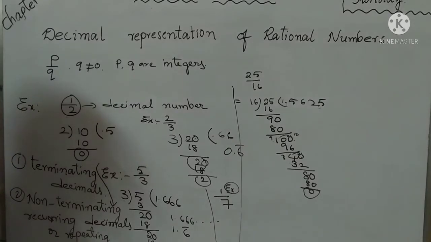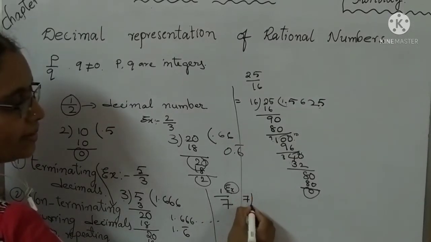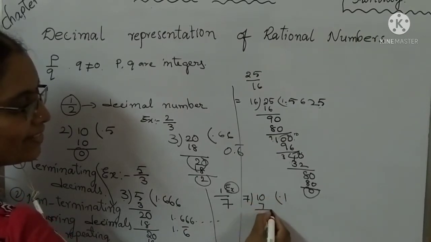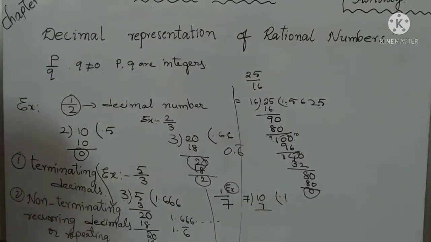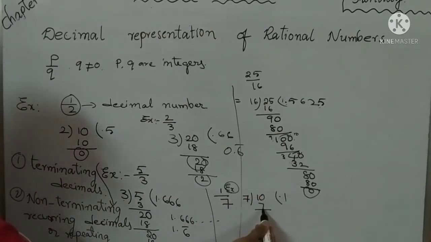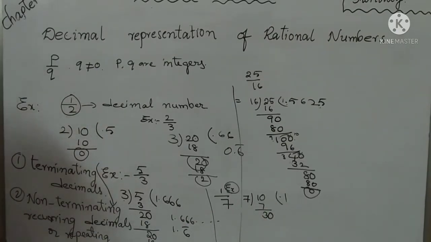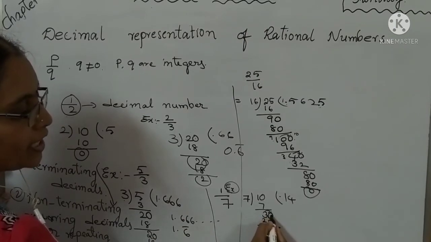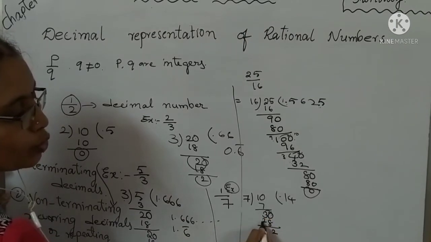Example 1 by 7. So, here 7 and 1. 0.0. One time is possible. 7 ones are 7. 7 twos are 14. It is not possible. One time. 10 by 7 means 10 minus 7 is 3. Already keep the point and take the 0. How many times is it possible? 4 times. 7 ones are 7, 7 twos are 14, 7 threes are 21, 7 fours are 28, 7 fives are 35. It is not possible. So here 7 fours are 28. Borrowing 10 minus 8, 2, remaining 2, 2 minus 2, 0.